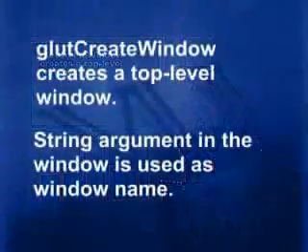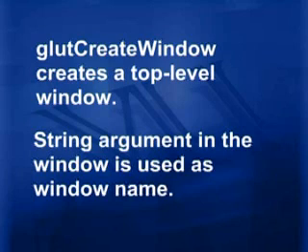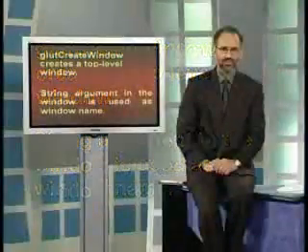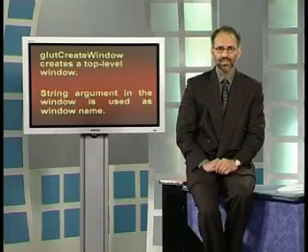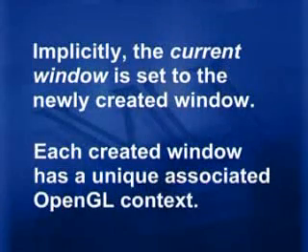glutCreateWindow creates a top level window. A top level window is the one which is the starting window, main window. We can define certain sub windows within that top level window. There are certain attributes which are only associated with the top level window. We'll talk about some of those shortly. The string argument in the window is used as the window name. So this would be used as the name of the window, and when we get the output it would be displayed in the title bar.